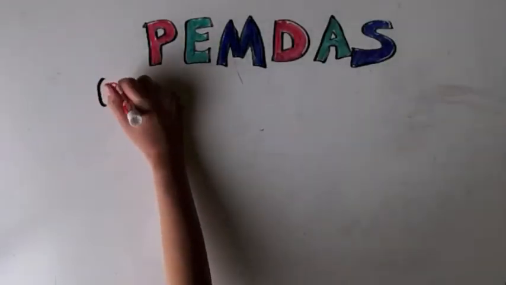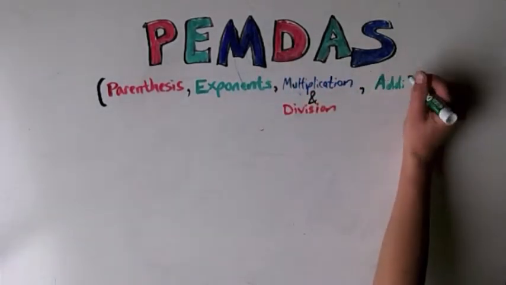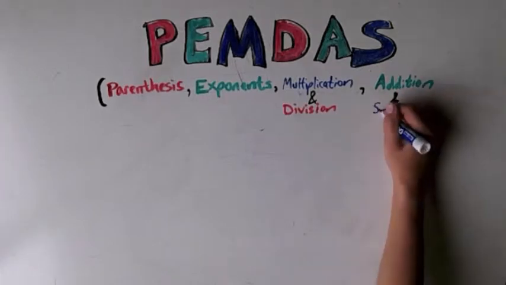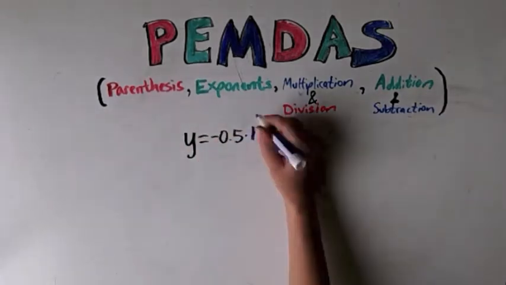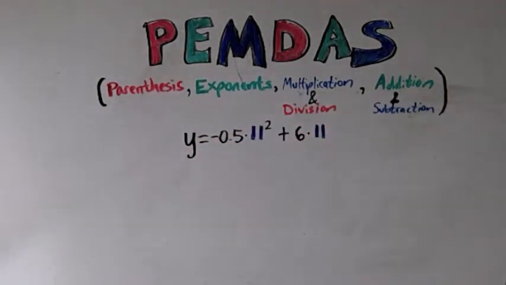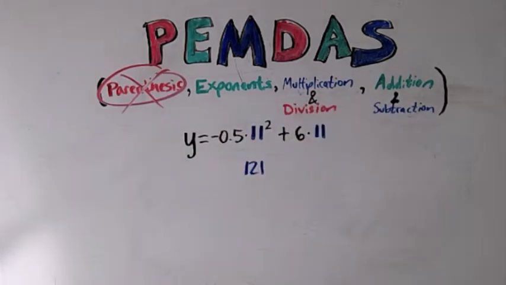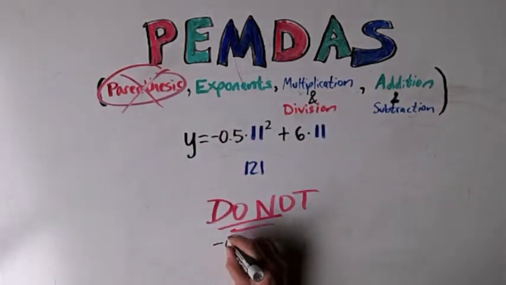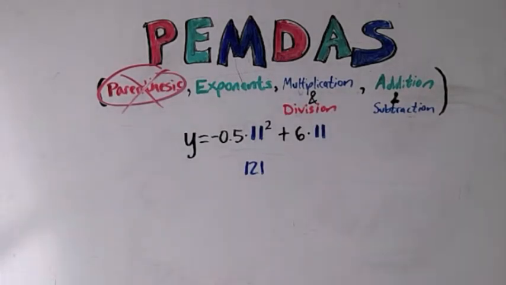Using PEMDAS, which stands for parentheses, exponents, multiplication and division, and addition and subtraction, we can easily remember how to evaluate quadratic equations. In y equals negative 0.5 times 11 squared plus 6 times 11, there are no parentheses, so we can go right into evaluating all exponents, where the only one in this case is 11 squared, which is equal to 121. A common mistake is to take negative 0.5 times 11 and then square it. Do not do this, since you will get a different answer that is not correct.